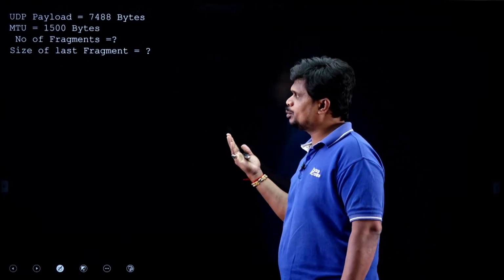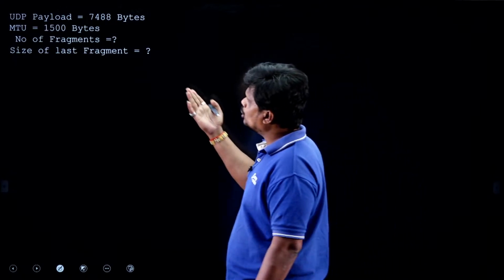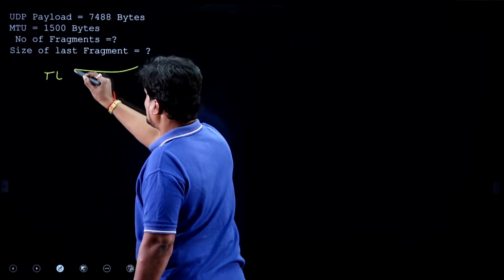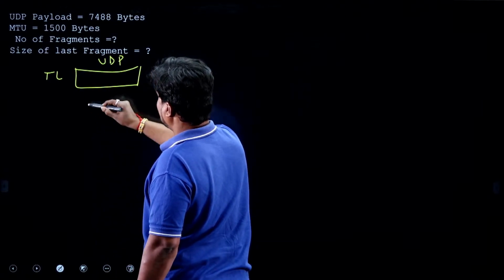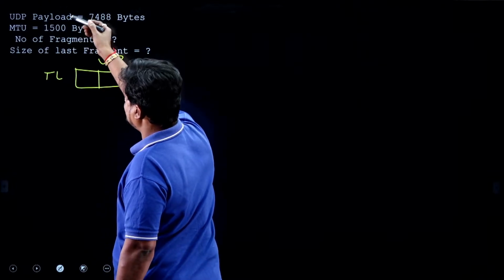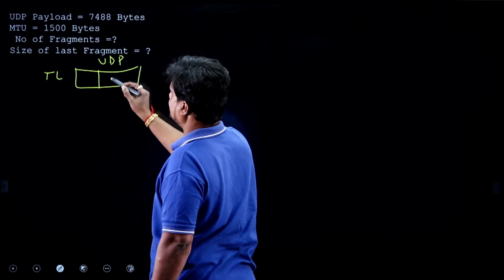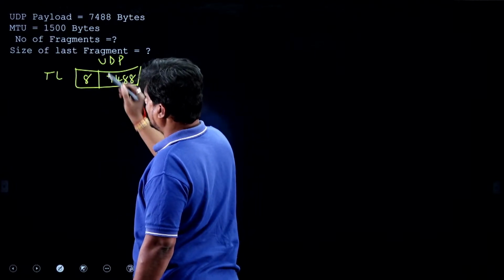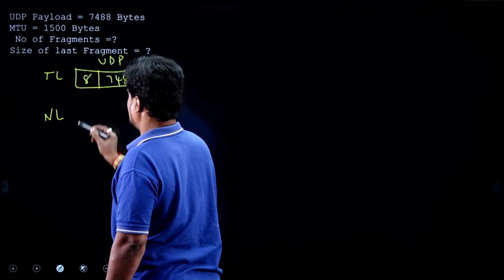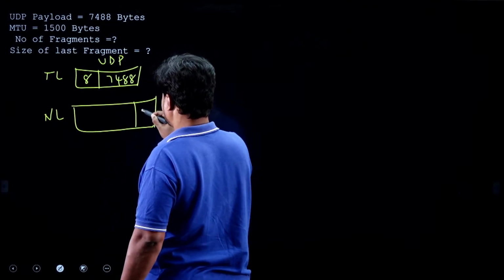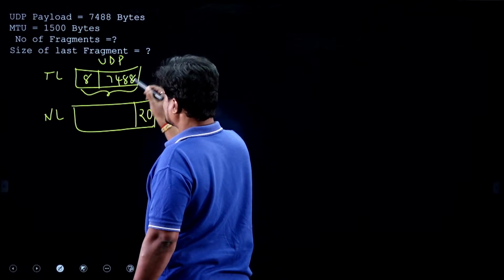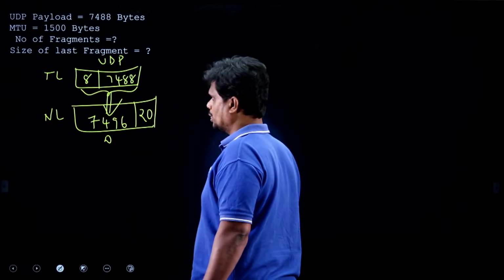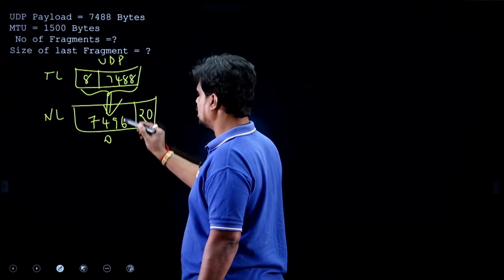Yeah, so this is again based on IP fragmentation. So here you have a UDP payload. The question mentions it is a UDP payload. It means here you have the transport layer. At this transport layer I have a UDP datagram. As it is mentioned as payload, payload means the data field. The data field is what? 7488. And you know that the UDP header is what? 8 bytes. And when it comes to the network layer, this is getting encapsulated into IP. So now this is the IP header, which is 20 bytes, and in total this is coming into the data portion of your IP. So what is that? 7496. So now this particular 7496 we need to fragment here.